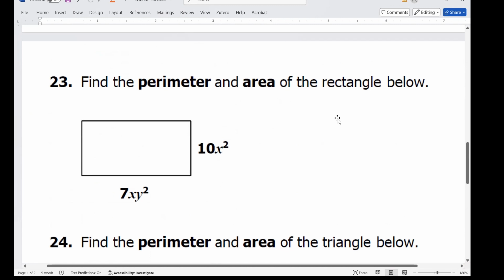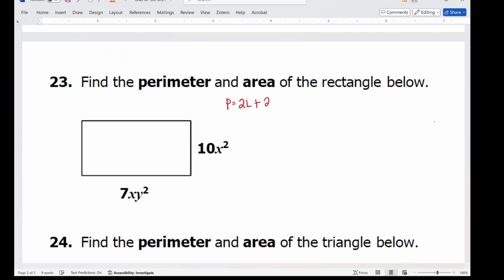Let's start with this question number 23. Find the perimeter and the area of the rectangle below. Let's start with the perimeter. So I'm going to use the formula. Perimeter is 2 length plus 2 width. Okay. So I'm going to label this as my length, and this is going to be my width. Okay, so here we go. So I'm going to write 2 times my length is 7xy squared plus 2 times my width, which is 10x squared.